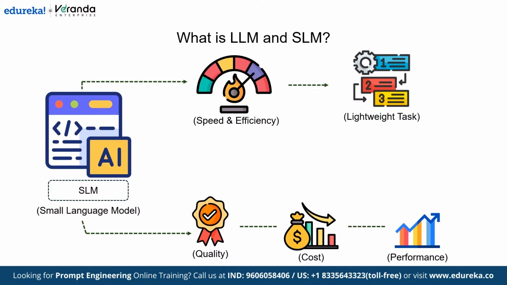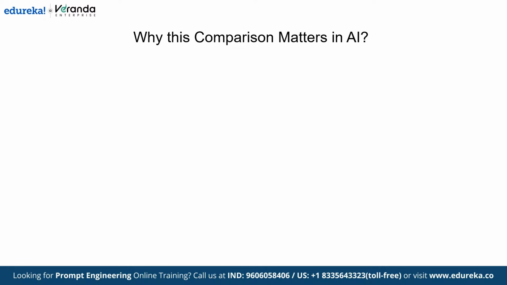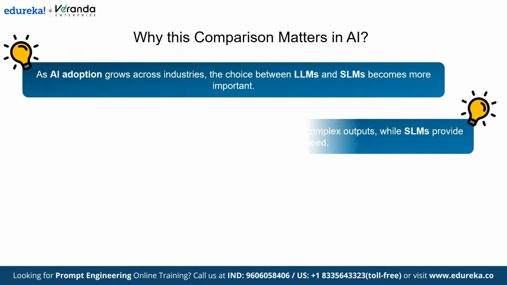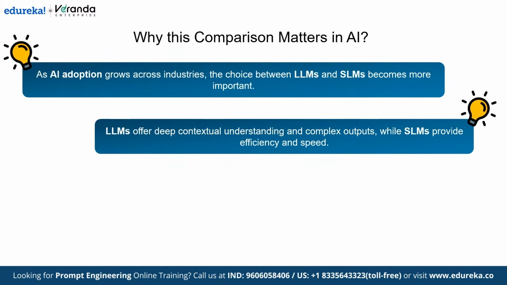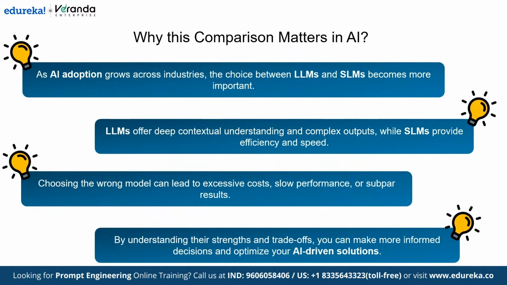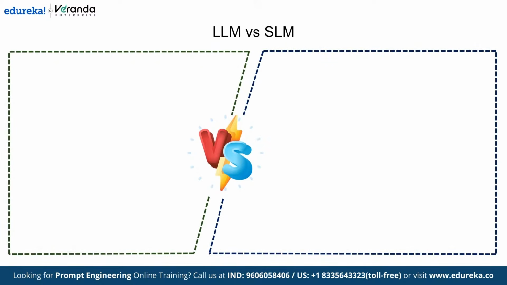Alright, now that we have got a good idea of what LLMs and SLMs are, let's talk about why this comparison is so important. As AI adoption grows across industries, the choice between LLMs and SLMs becomes more important. LLMs offer deep contextual understanding and complex outputs, while SLMs provide efficiency and speed. So choosing the wrong model can lead to excessive cost, slow performance, or subpar results. By understanding their strengths and trade-offs, you can make more informed decisions and optimize your AI-driven solution. Now, let's dive into the core differences between LLMs and SLMs and see what sets them apart.